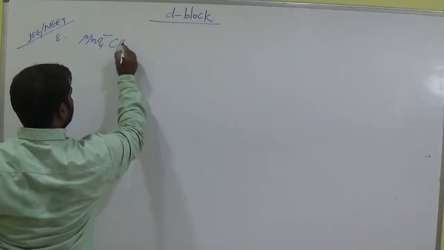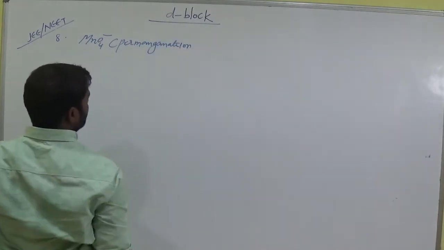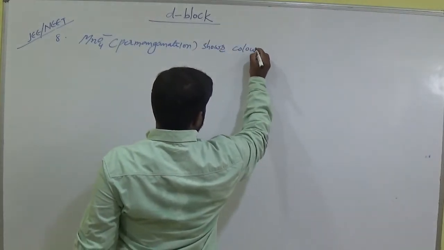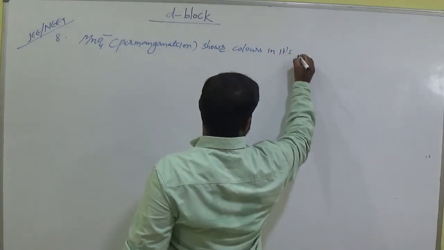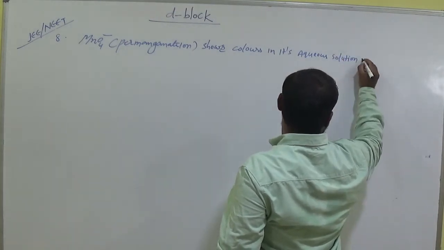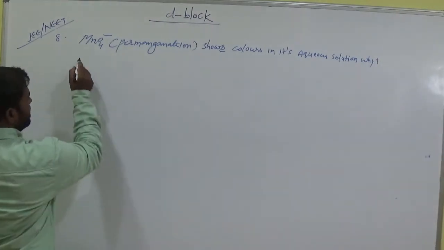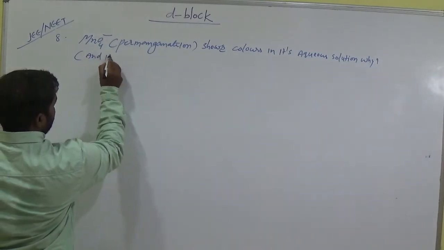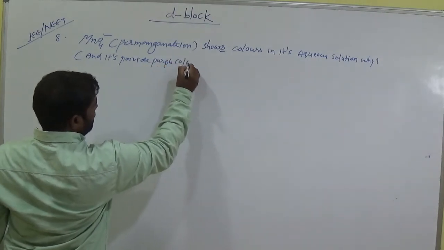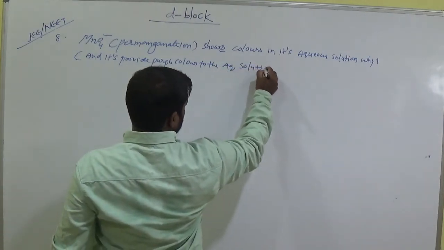MnO4 minus, what we call permanganate ion, shows colors in its aqueous solution. Why? What is the reason? It provides a purple color to the aqueous solution. This is the question.